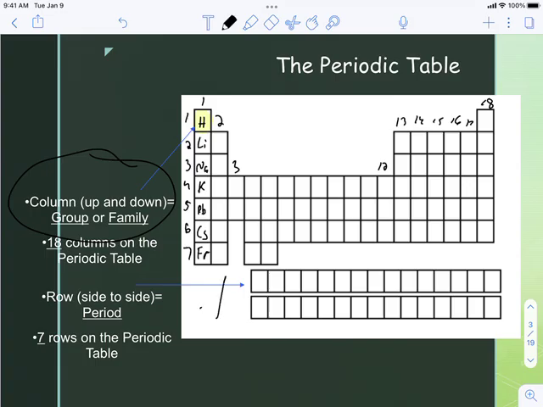You might be asking, well, what about these two down here? These two actually get inserted here, but they're called rare earth metals. They behave a little differently, so we separate them for other reasons that we'll see in chapter 4. But there are only 7 periods. They belong up in that gap there. So we have groups and we have periods.